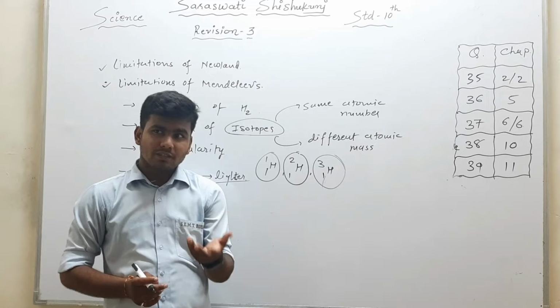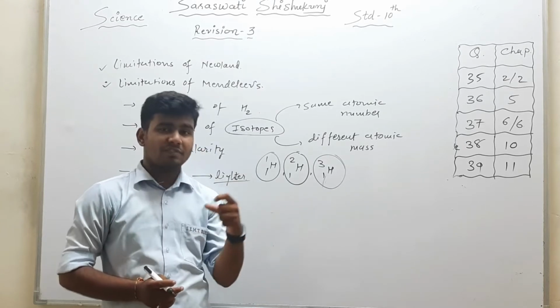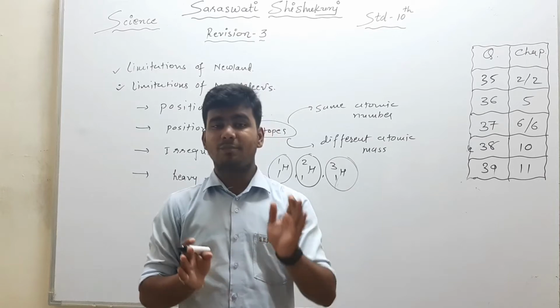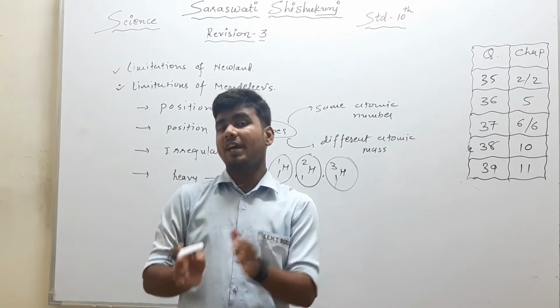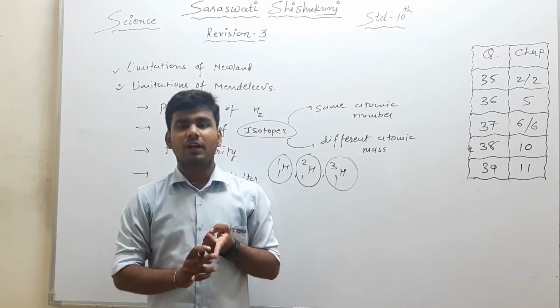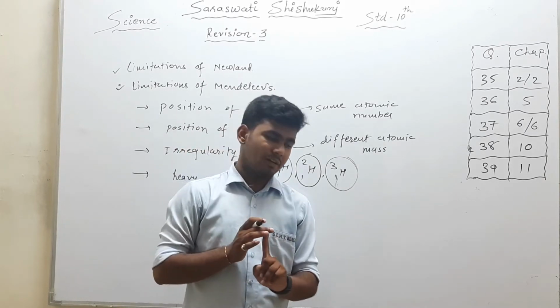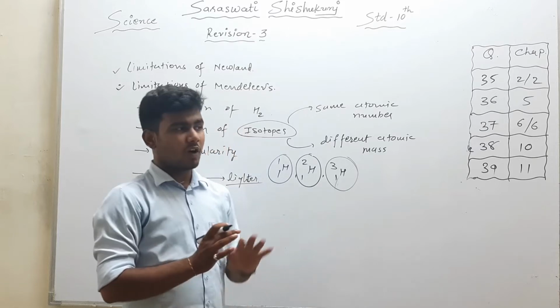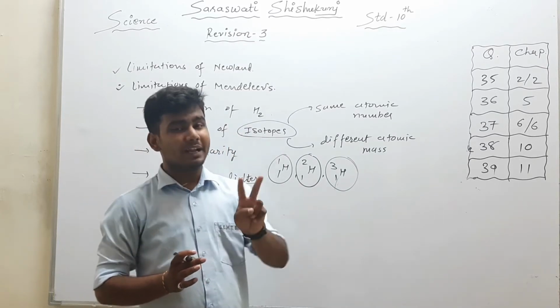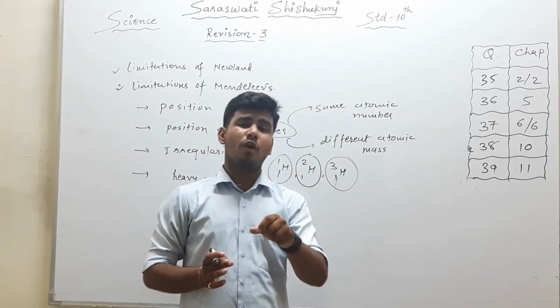Now, some of the 1 mark questions which can be asked along with this type of 3 marks question is, what is the modern law of periodicity? What is the modern law of periodicity which we are following in the modern periodic table? All of the properties of elements are dependent on their atomic number. So that is our modern periodic law.